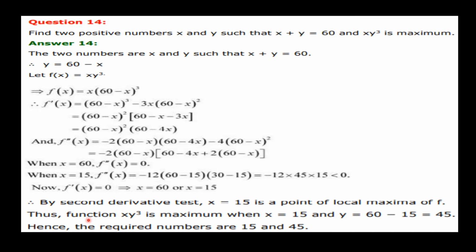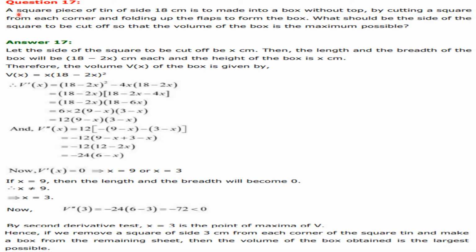Right. Thus, the function xy cube is maximum when x is equal to 15 and y is equal to 60 minus 15. To find the second number, we substitute the x value here. Then what do you get? 60 minus 15. That is 45. So the first number is 15 and the second number is 45. Understood, my children? Right. Here I am not explaining question number 15 and 16 because they are the same as question number 14. Okay, my children? Right. That is why I am explaining question number 17.